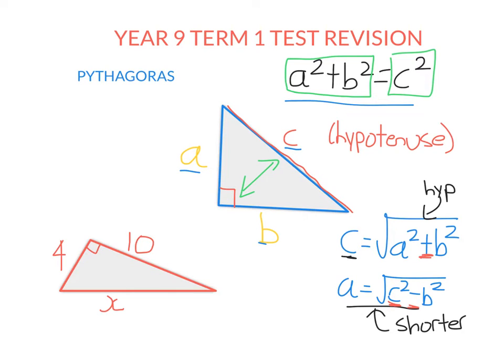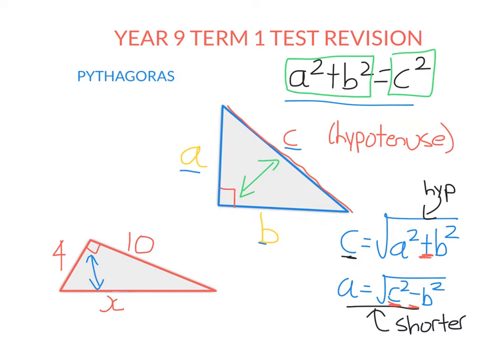So let's look at this triangle. It's red, and we are going to calculate the length of x. Firstly, when solving a Pythagoras problem, we need to determine: are we finding a longer side, the hypotenuse, or are we finding a shorter side? It might look like this side here is longer than that one, but don't be fooled. We've just got to look at which side is facing the right angle. So x is facing the right angle, which means it is the hypotenuse, the longest side.